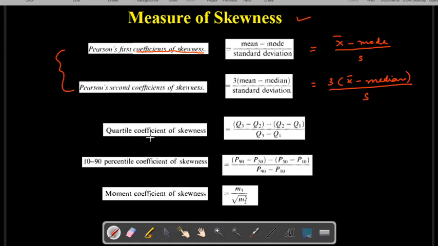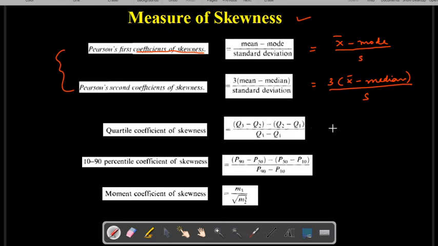Now, next one is quartile coefficient of skewness. The same way, the formula is Q3 minus Q2, that is the last two quartile difference, minus first two quartile difference. So three quartiles only we have: Q1, Q2, Q3. Q2 is the same as your median, correct?